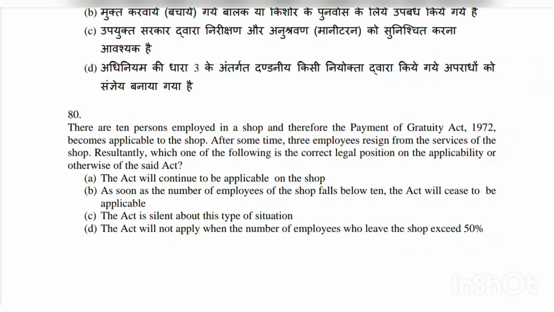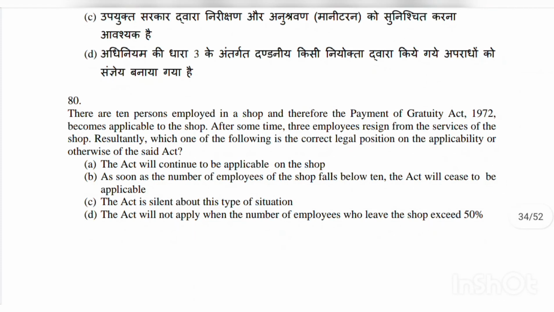There are 10 persons employed in a shop, and therefore the Payment of Gratuity Act 1972 becomes applicable to the shop. After some time, 3 employees resign from the services of the shop. Resultantly, which of the following is the correct legal position on the applicability or otherwise of the said Act? The Act will continue to be applicable on the shop.